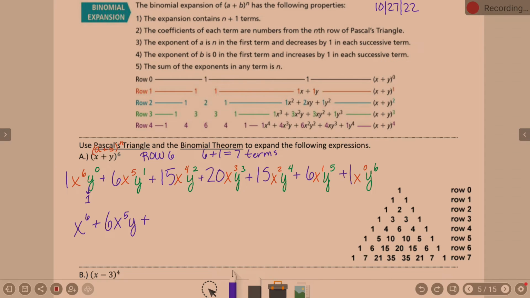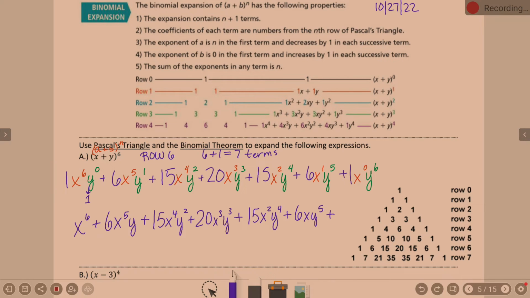Plus 15 x to the 4th, y to the 2nd is just 15 x to the 4th, y to the 2nd. Plus 20 x to the 3rd, y to the 3rd just continues. Plus 15 x squared, y to the 4th, just stays. Plus 6 x to the 1st, y to the 5th, I can write as 6 x y to the 5th. I just don't need the x to the 1st.